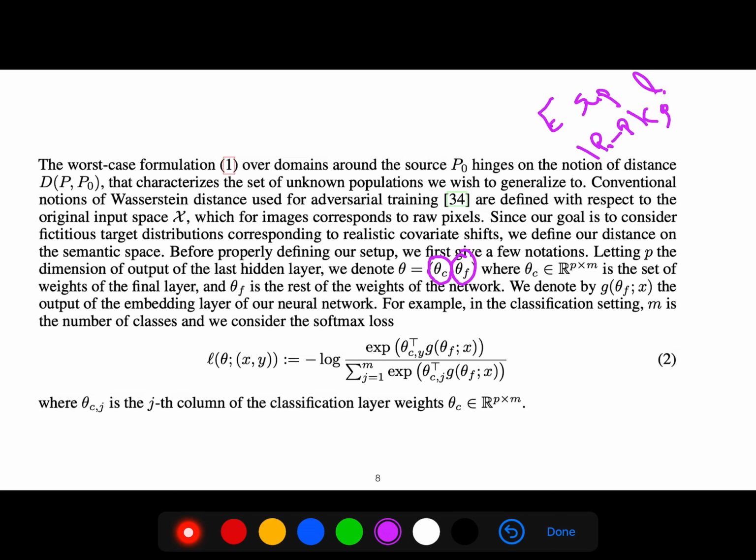And we denote by G of theta F, which is the parameters of the rest of the network, the output of the embedding layer of our network. For example, in classification, M is the number of classes. And we consider this softmax, where theta is the j-th column of the classification layer.